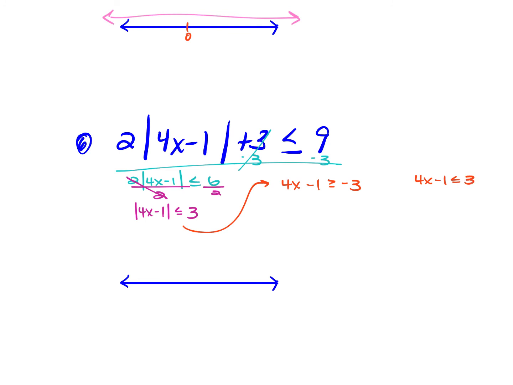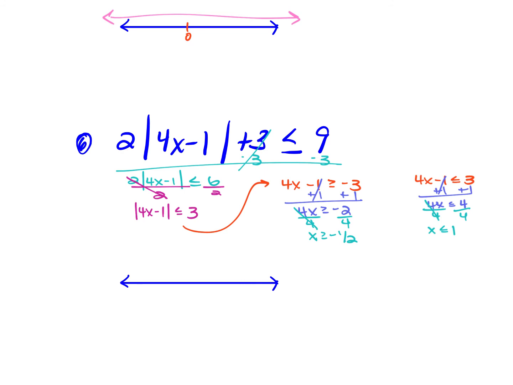Solve them both. Add your 1 over to both sides. You have 4x is greater than or equal to negative 2. Then divide each side by the 4. You get that x is greater than or equal to negative 1/2. For the 4x minus 1 is less than or equal to 3, add your 1 to both sides. You get 4x is less than or equal to 4. Then divide each side by the 4. So x is less than or equal to 1.